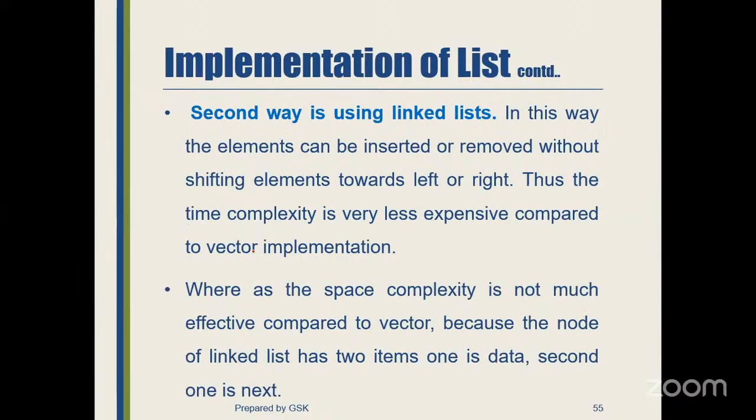Now, the second way to implement a list is a linked list. Then what is a linked list? In this way, the elements can be inserted or removed without shifting the elements. This is the advantage. So the drawbacks we found when we implement a list with the help of vectors can be overcome here. We can overcome the drawbacks in this linked list.